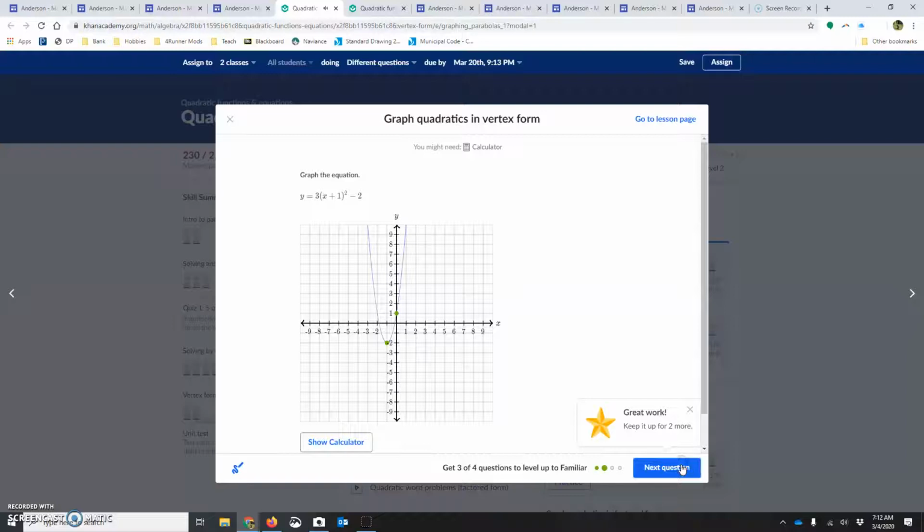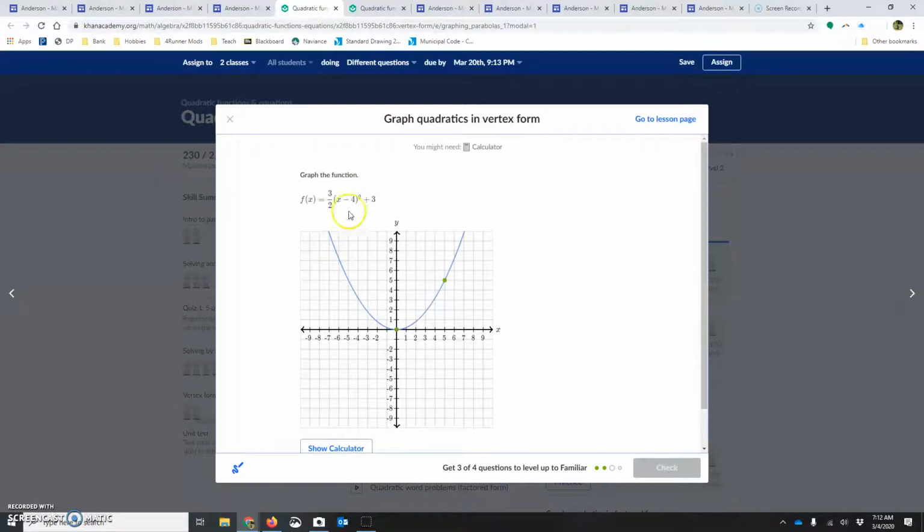All right. Once you get the pattern, these should go pretty quickly. So identify the vertex first, whenever that pops up. Okay. So we have negative 4, so we're going to the right 4, and then we go up 3. So the vertex. And I'm going to plot the point right to the right. So 5, we're going to plug in 5. 5 minus 4 is 1. 1 squared is 1. 1 times 3 halves is 3 halves plus 3.